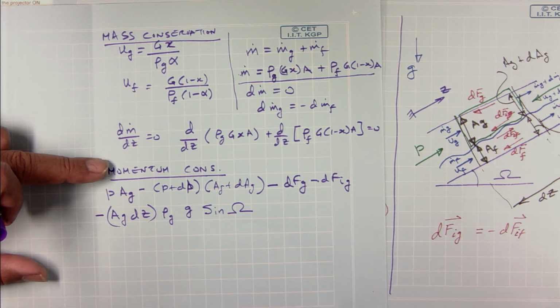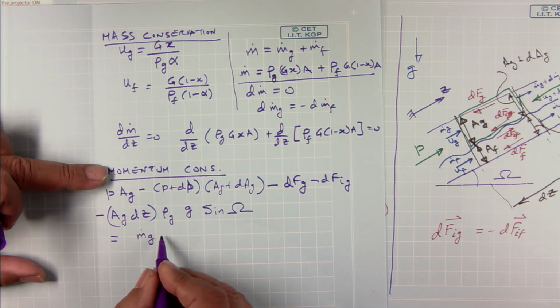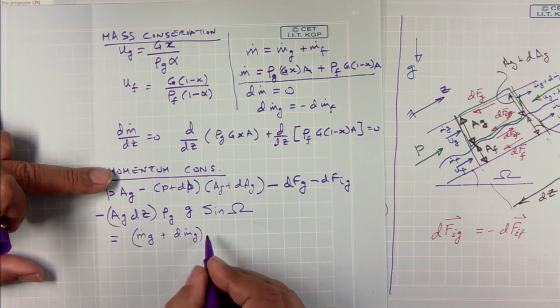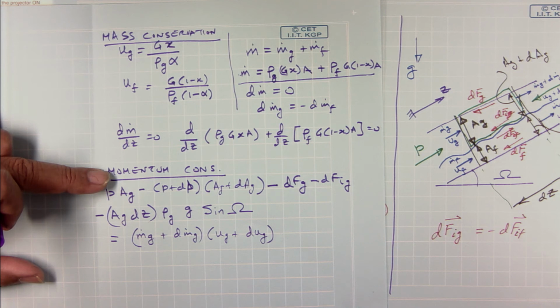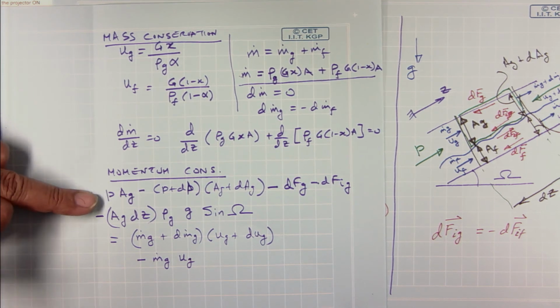And since we have assumed a 1D velocity profile, what is the momentum going out? Well, it is m dot g plus d m dot g times u_g plus d u_g that is going out, and what is coming in is m dot g u_g. Anything else? Is there any other momentum coming into the system?